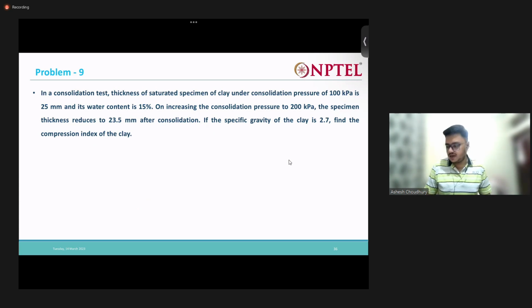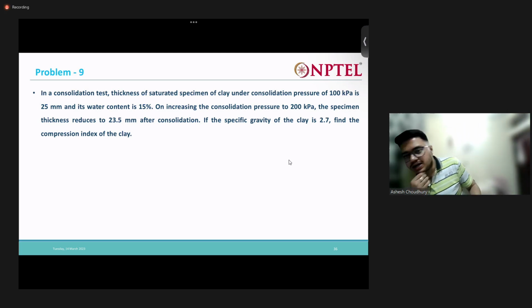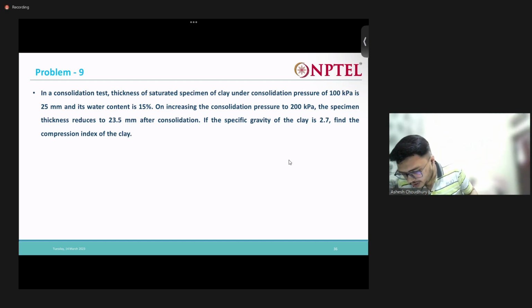So next problem here we have, in a consolidation test, thickness of saturated specimen of clay under consolidation pressure of 100 kPa is 25 mm. The water content is given as 15%. On increasing the consolidation pressure to 200 kPa, obviously the thickness of the specimen will reduce, so the thickness is 23.5 mm after the consolidation. If specific gravity is given, we need to find out the compression index of the soil.